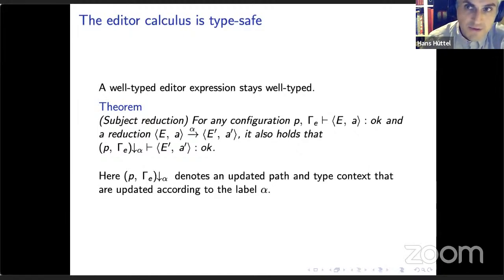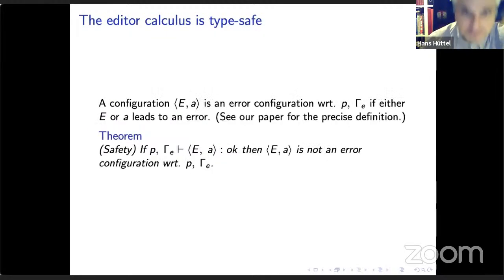So well-typed editor configurations can't go wrong. Or rather, they satisfy subject reduction. Now I'm going to tell you that well-typed editor configurations can't go wrong. In order to define what it means to go wrong, we have the usual notion of an error predicate.